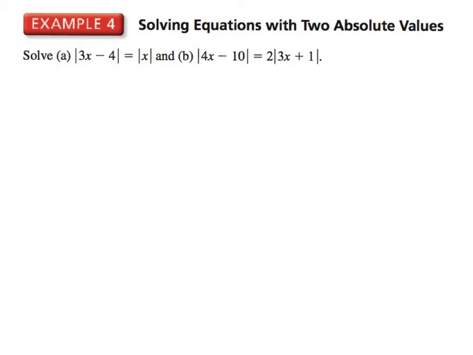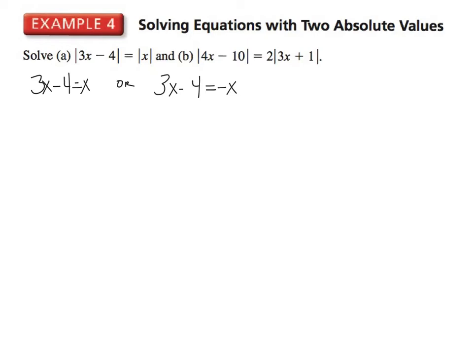So let's start with the a. The absolute value of 3x minus 4 equals the absolute value of x. So we're going to write it equal to each other. So 3x minus 4 equals x. Or the other answer is going to be 3x minus 4 equals the opposite of x. So now we just solve both of these.